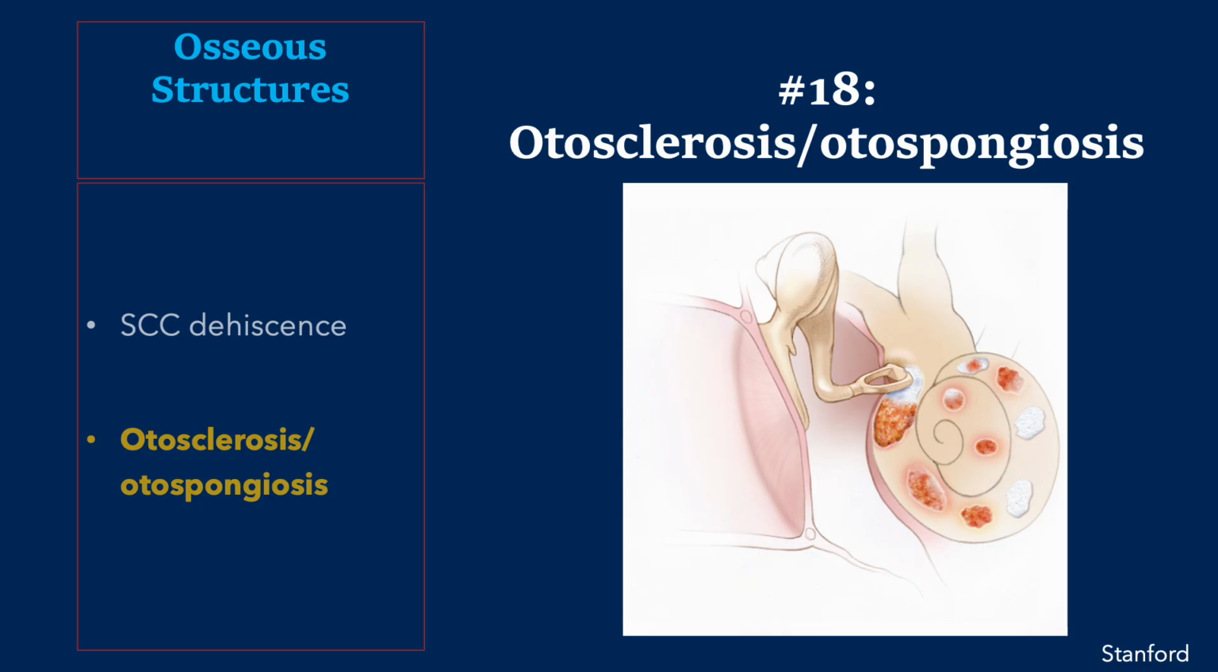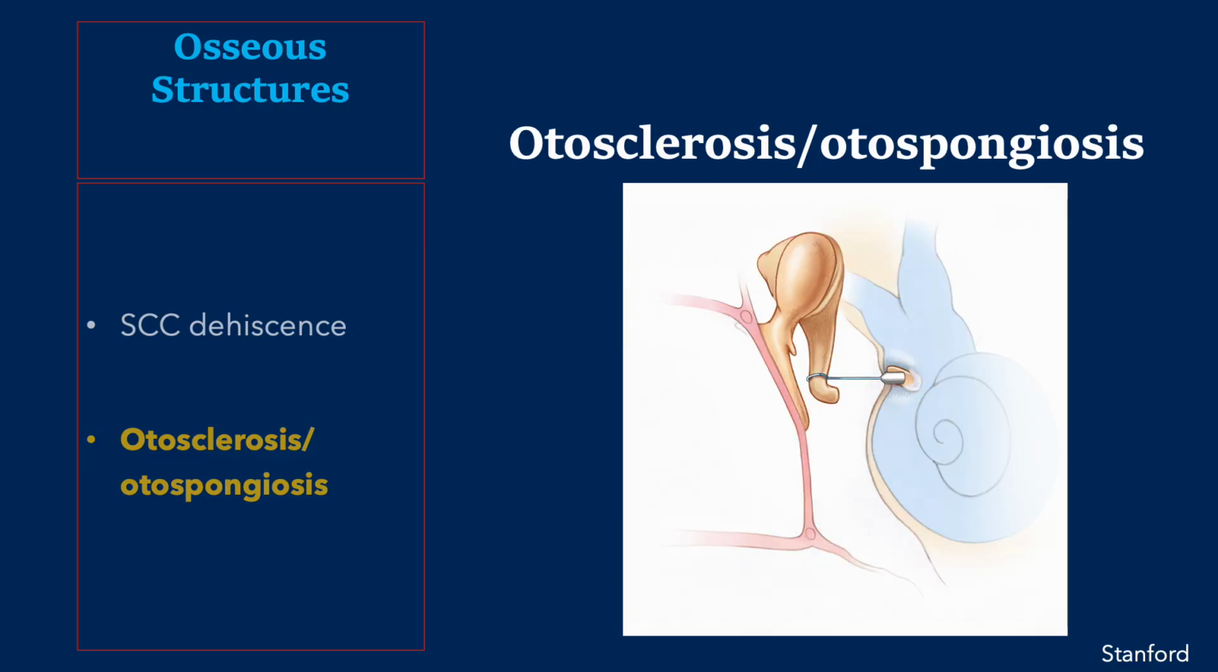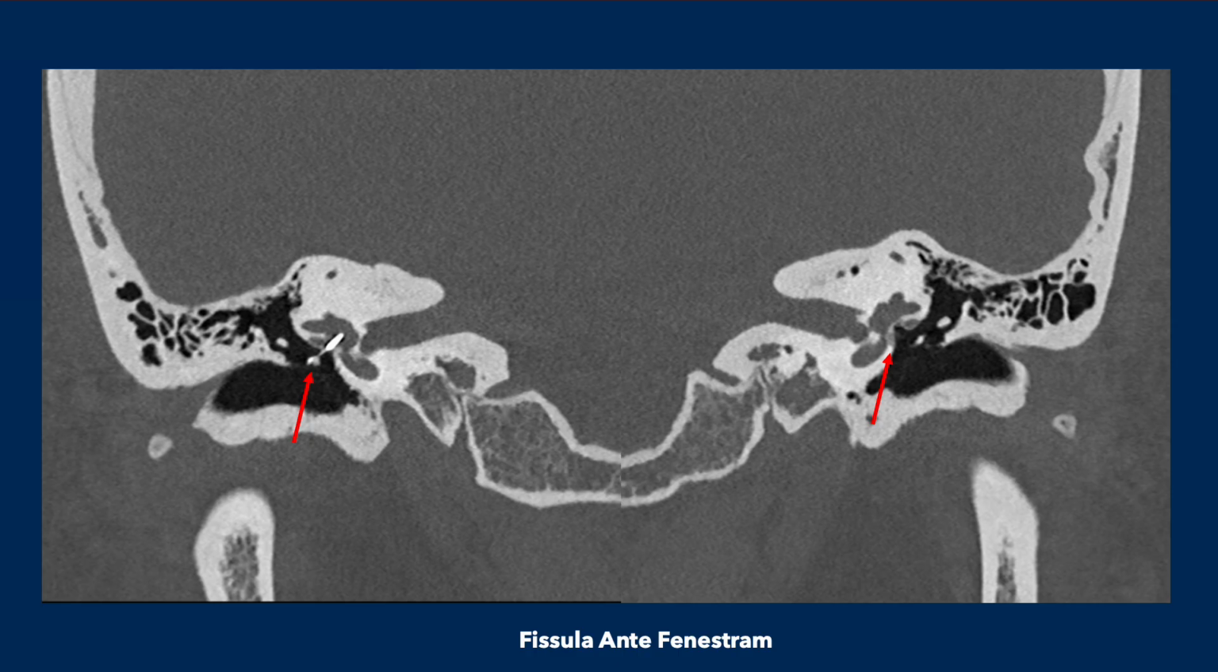Lastly, in otospongiosis, there is focal demineralization, as well as vascularization of the bone, which may contribute to pulsatile tinnitus. A stapes prosthesis is often placed to improve hearing function.